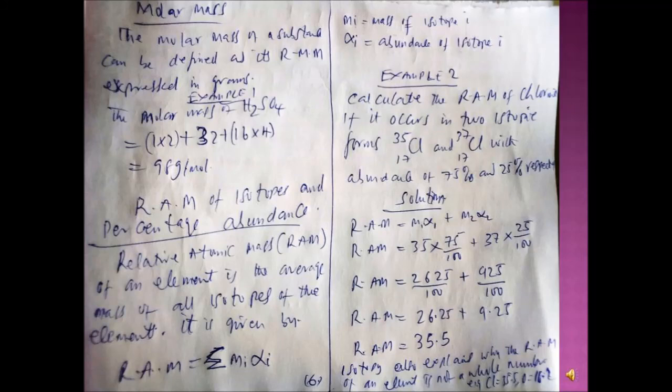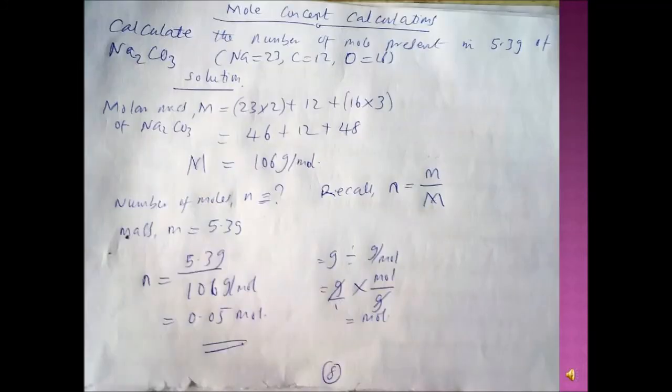Now, the mole concept calculation proper. The first question we have here is: calculate the number of moles present in 5.3 gram of sodium carbonate, sodium trioxocarbonate IV, and we are given sodium to be 23, carbon to be 12, and oxygen to be 16.